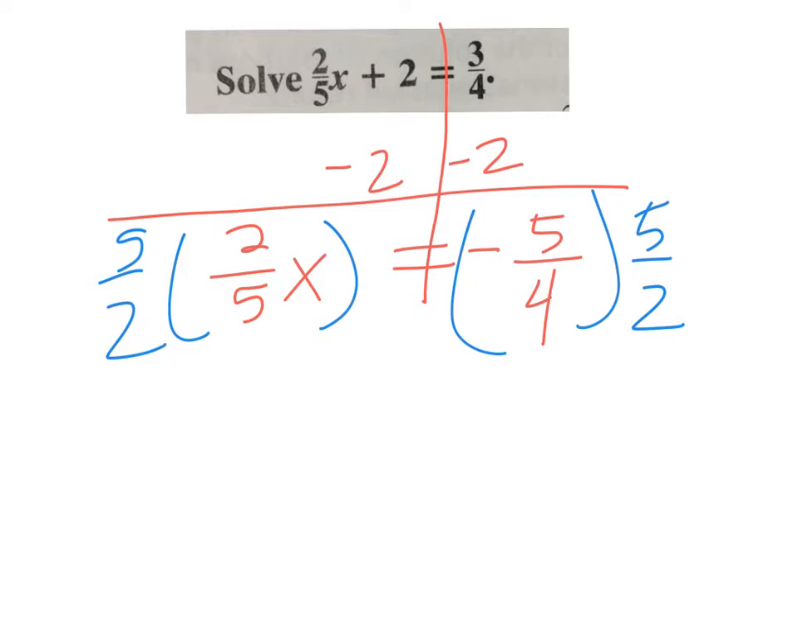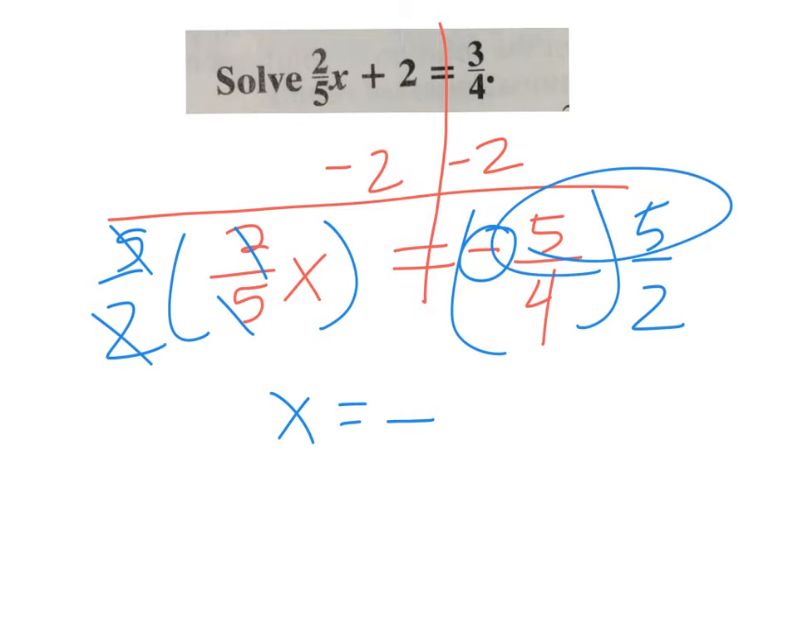So we're going to, and don't forget the negative there, right? So these guys all cross cancel. X is going to be negative because negative times positive is negative. And 5 times 5 is 25. 4 times 2 is 8. So negative 25/8. Some folks like the mixed number version, negative 3 1/8.